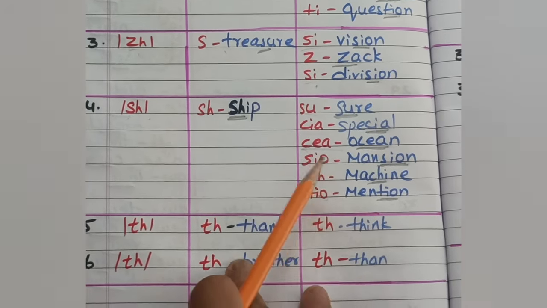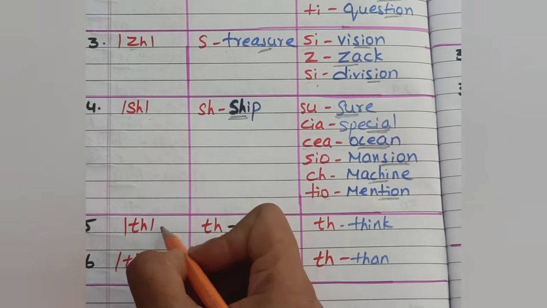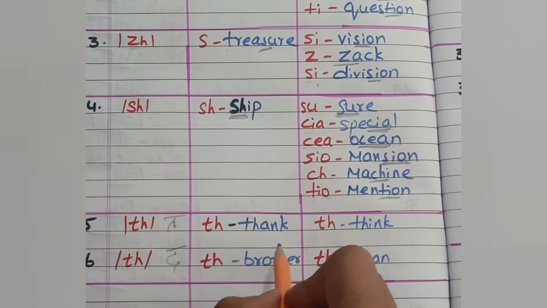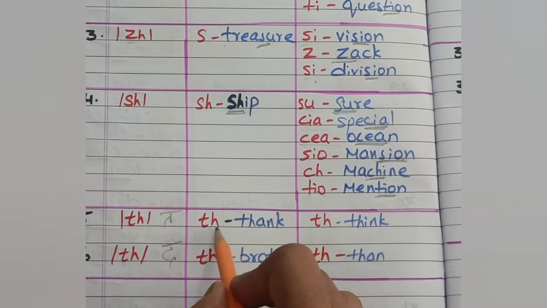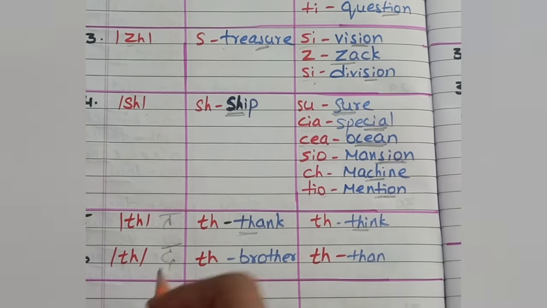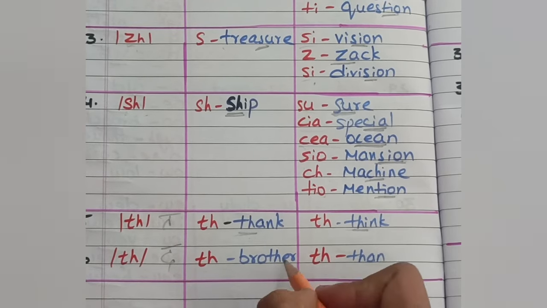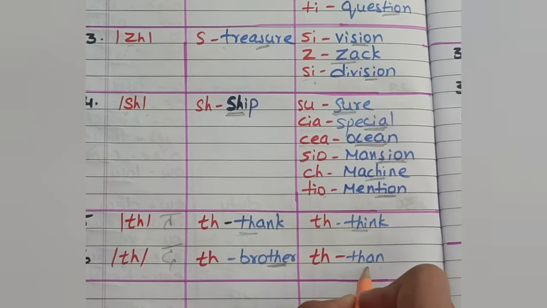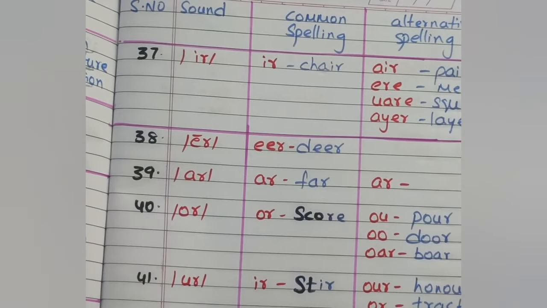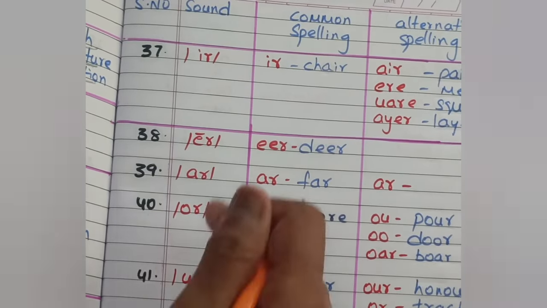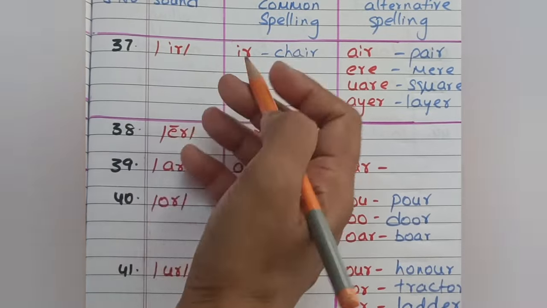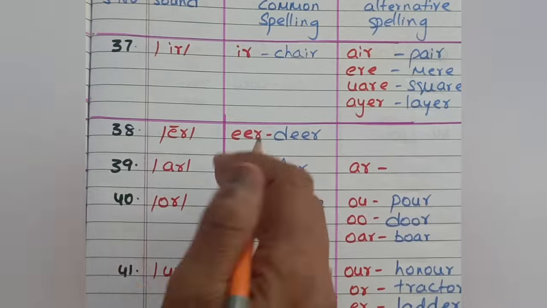Next, the 35th sound is TH. There are two sounds of TH, one is voiceless and one is voiced. Common spelling is thank, think. TH sound is voiced in brother, it's a common spelling, and than. And next are R controlled sounds. R control means when a vowel is followed by R. I already made a video regarding R control.